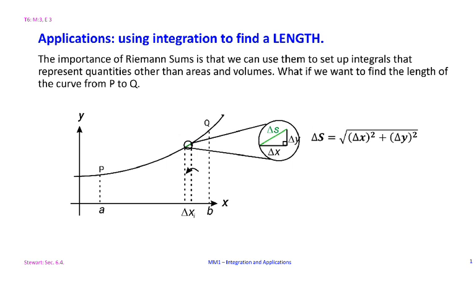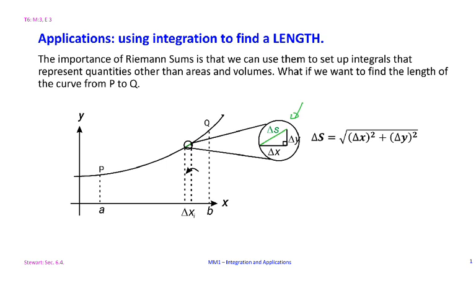There are so many useful applications of Riemann sums, and we can use them to set up integrals that represent quantities other than areas and volumes. For instance, we can find the length. So if we want to find the length of the curve from P to Q, we could actually look at this curve and break it up into tiny little segments, like the one that we've got here.